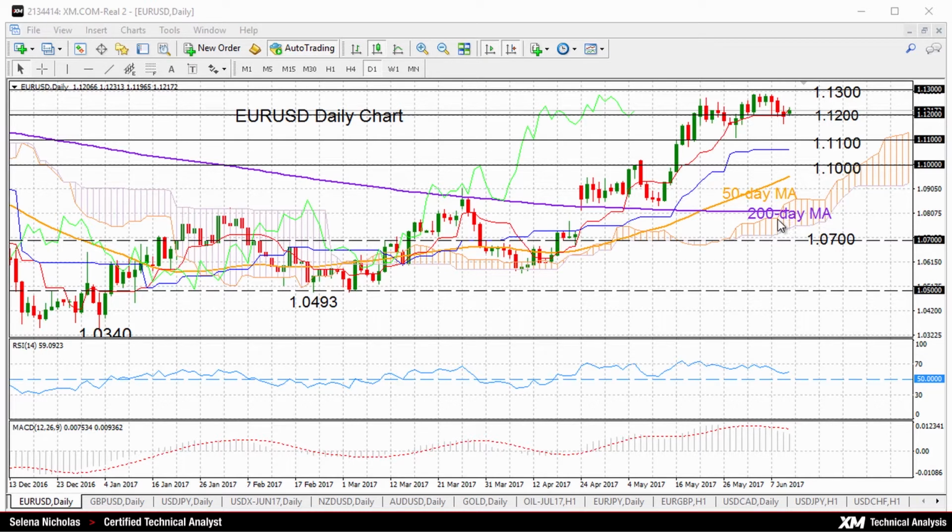But if we look at the bigger picture, the uptrend is still intact at this stage. Only a drop below the 200-day moving average would change this bullish picture.